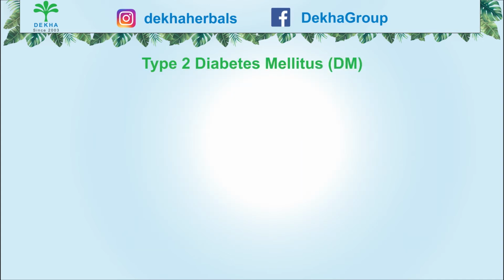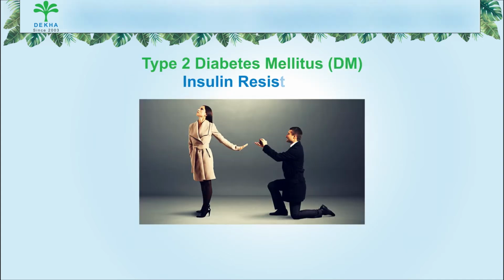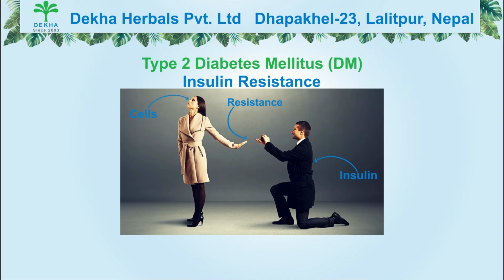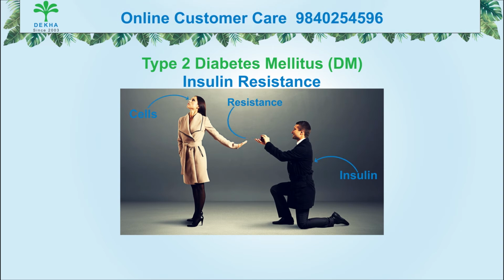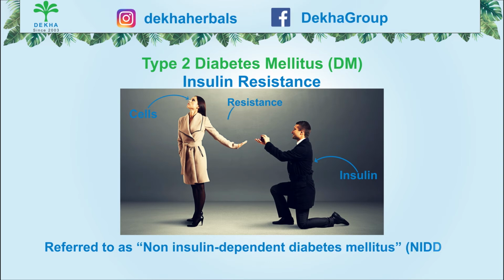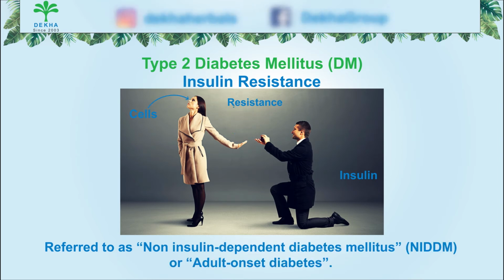Type 2 diabetes mellitus. Type 2 diabetes mellitus begins with insulin resistance, a condition in which cells fail to respond to insulin properly. It is also referred to as non-insulin dependent diabetes mellitus or adult onset diabetes.